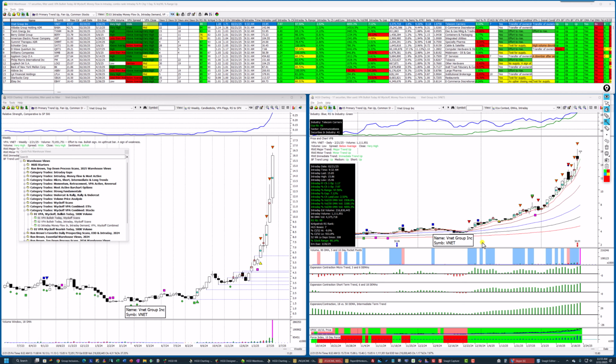Now you can see there was an effort to rise back here. There wasn't anything. This is a negative VPA flag here, but the 3 crossed the 6 right here, and there were volume pocket pivots at the same time.